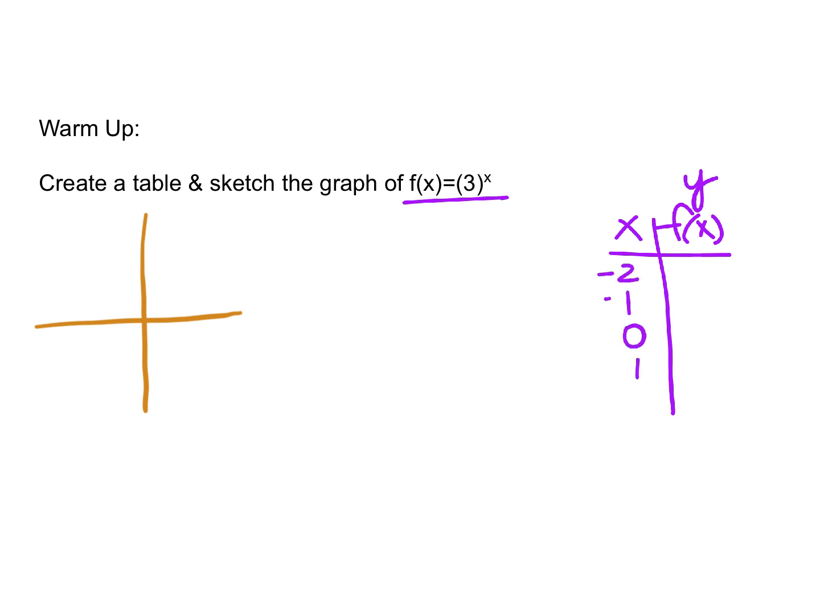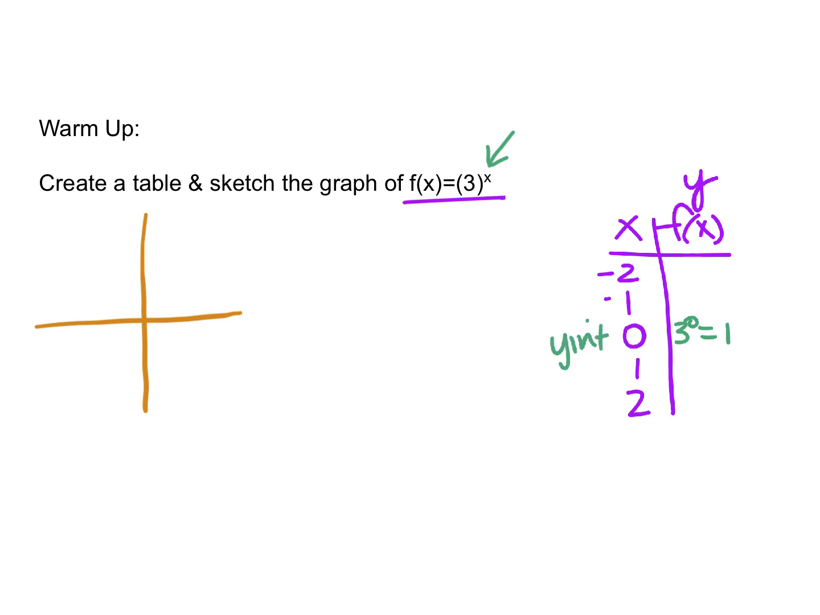You can pick anything that you want to, but typically these are going to be the best ones to choose. So I'm going to take -2 all the way to +2 and plug them into this equation where I see x. So the first one I'm going to do probably is 0. So 3 to the 0 power is equal to 1. That's going to be our y-intercept.